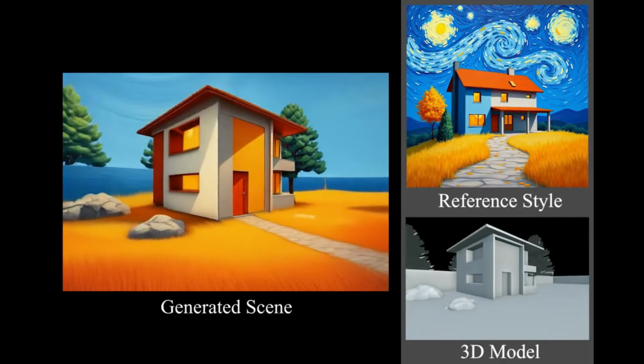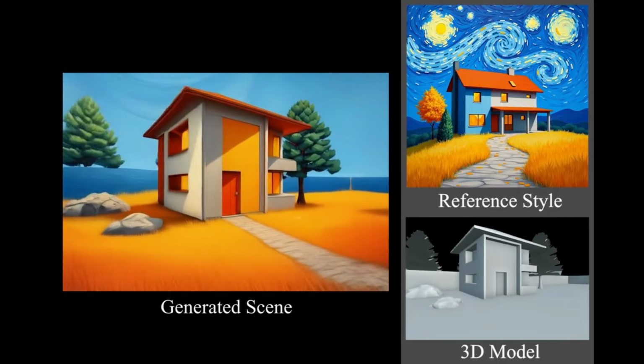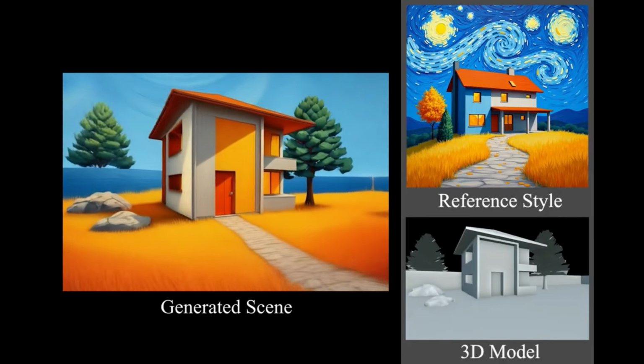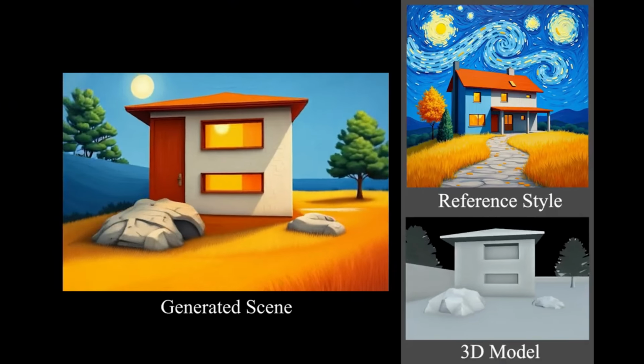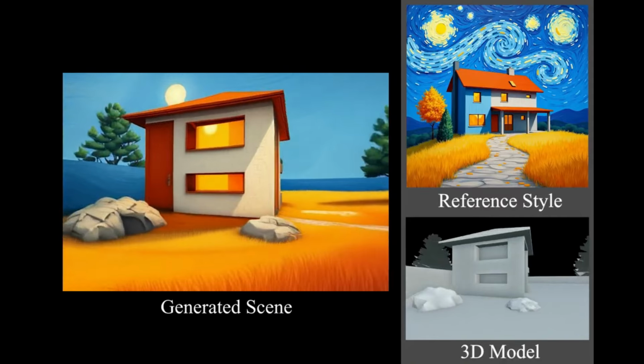And for all the art lovers, look at this! It takes the same 3D model, but applies the style of Van Gogh's The Starry Night. Wow! The AI perfectly captures the iconic brushstrokes and color palette, turning a simple 3D scene into a moving masterpiece.